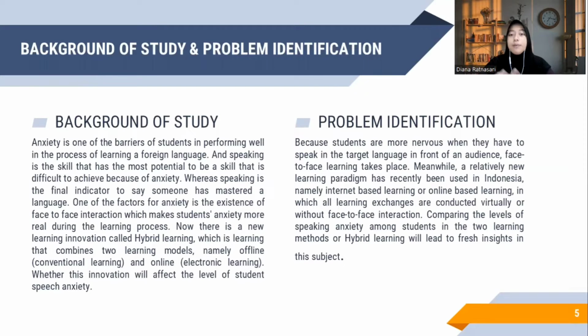Hybrid learning combines two learning models. The first one is offline, conventional face-to-face learning, what we call traditional learning, combined with online or electronic learning. Online learning is a learning model that uses various online platforms like Google Meet, Zoom meeting, and the LMS from the institution. So in this study, we will see whether this innovation, hybrid offline and online based learning, will affect the level of student speaking anxiety.